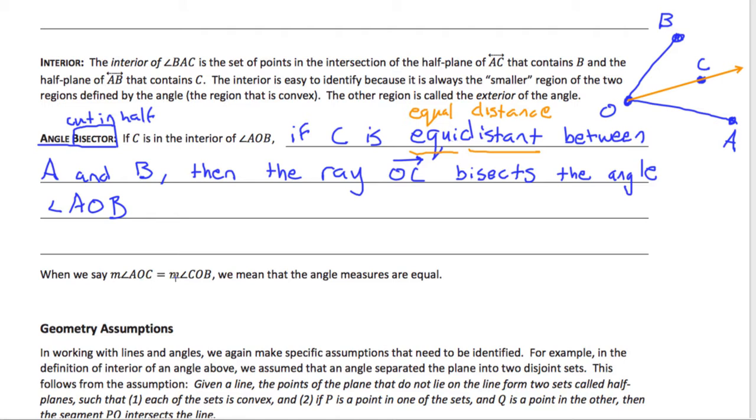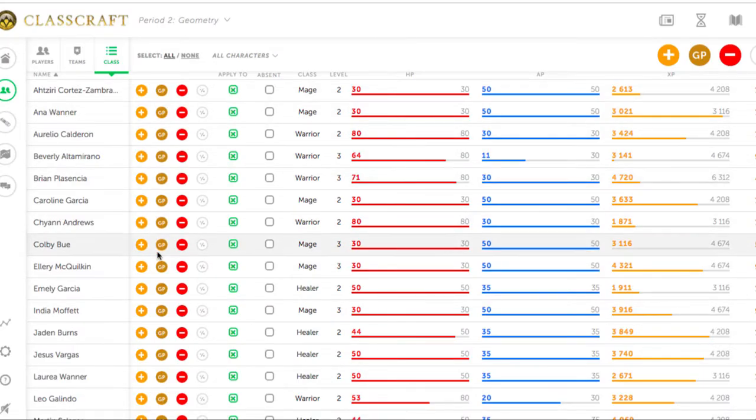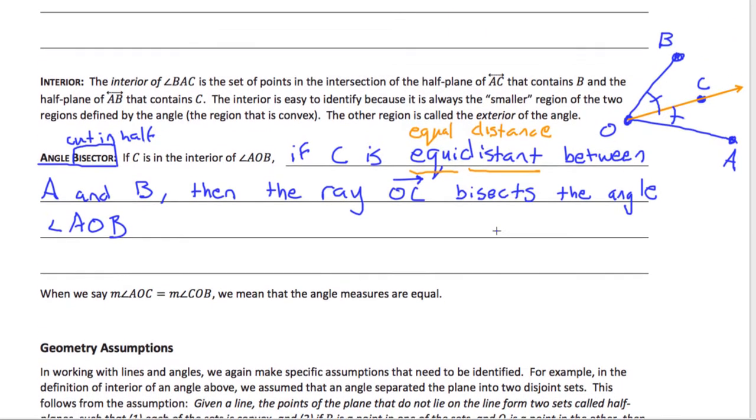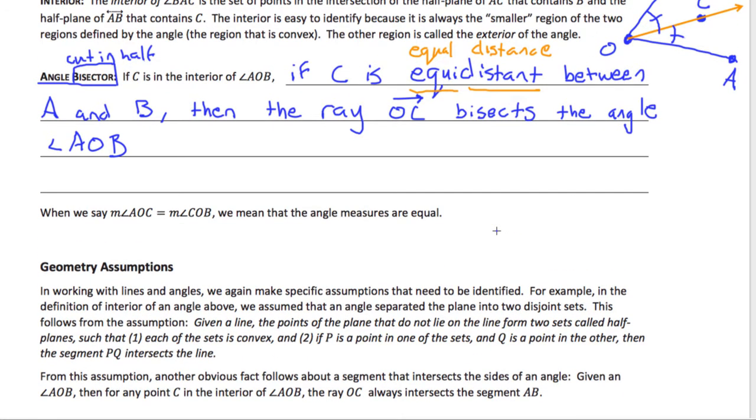So the other important part is this. The measure of AOC is equal to the measure of COB, that means that the angles are equal. That means that this angle AOC, we're going to mark this angle right now, this angle AOC and this angle COB, those are, what's the word I'm looking for? It starts with a C. Anyone want to get some XP? Go for it, Ellery. Congruent. No. You didn't get XP. Yeah. Next time.